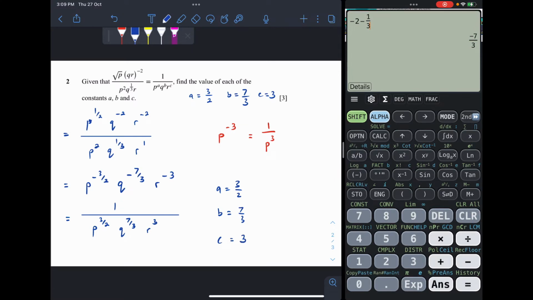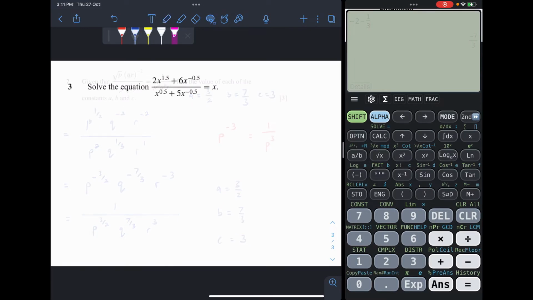So we have the exact same answer, just like the answers above. So we have solved our question. Let's move on to the next question. So we are on question 3 right now.